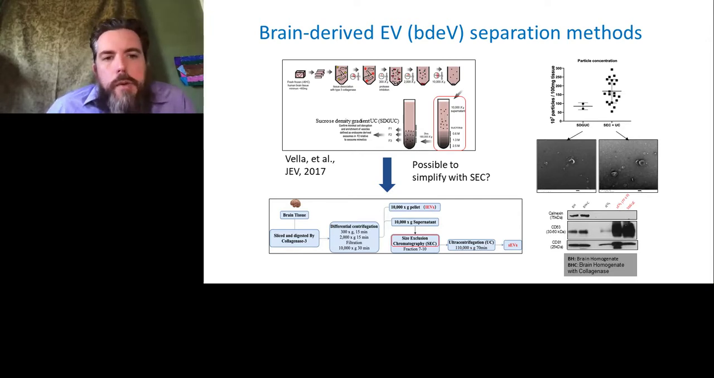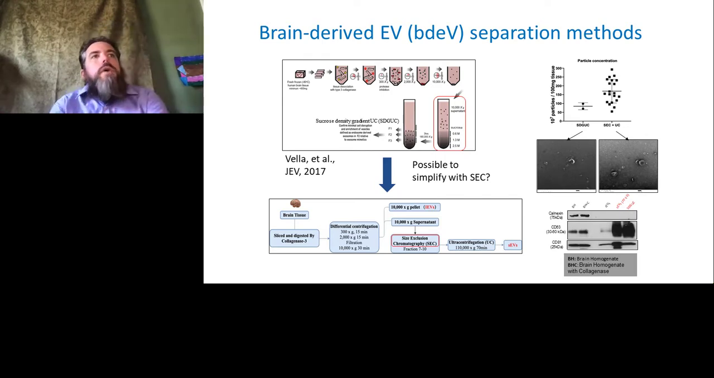Then digest it with collagenase. So this is to digest those connections between the cells, release the cells, and release the other components of the tissue. And then they did several centrifugation steps to separate debris from the extracellular vesicles. And finally, they did a density gradient. So those of you who have done density gradients, you know that this is a very rigorous process, but it's also a very difficult process. And so not just anybody in the lab is able to do that. It requires some training and some very careful hands.